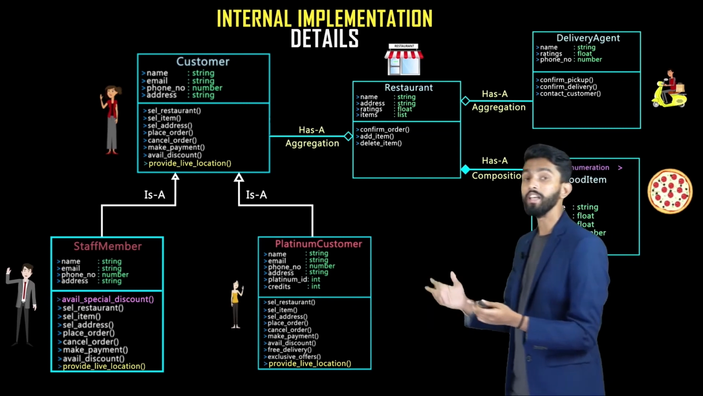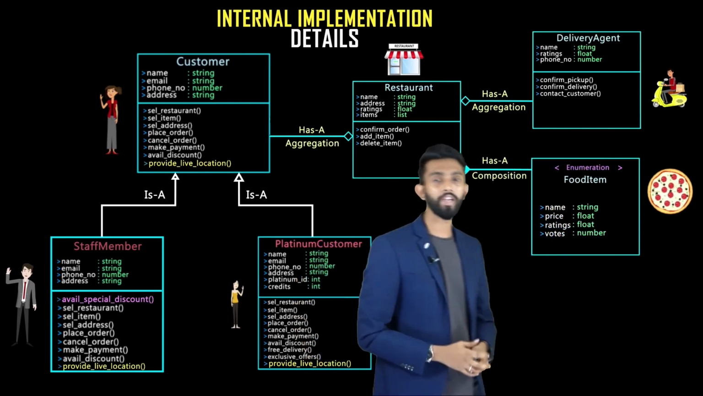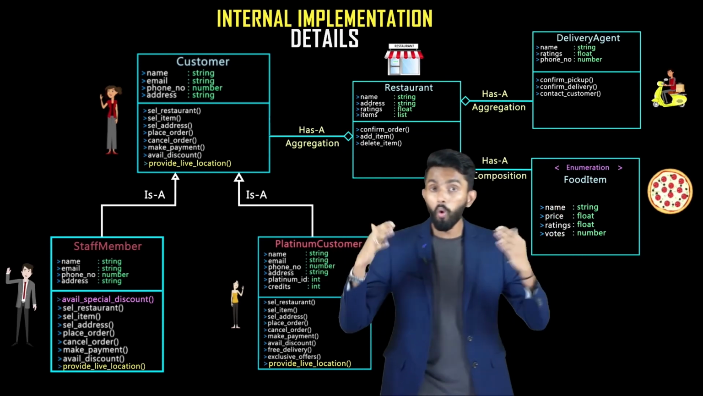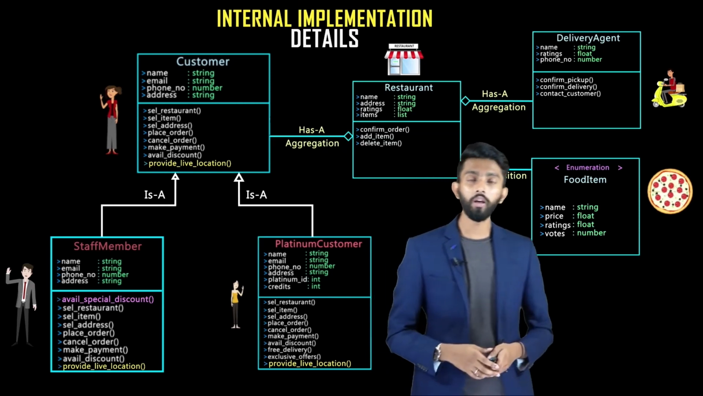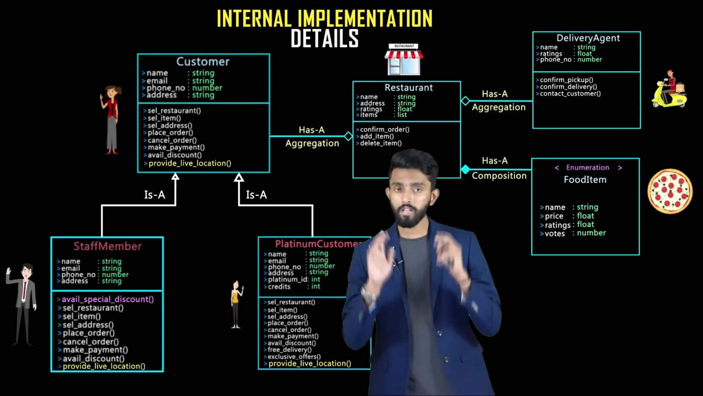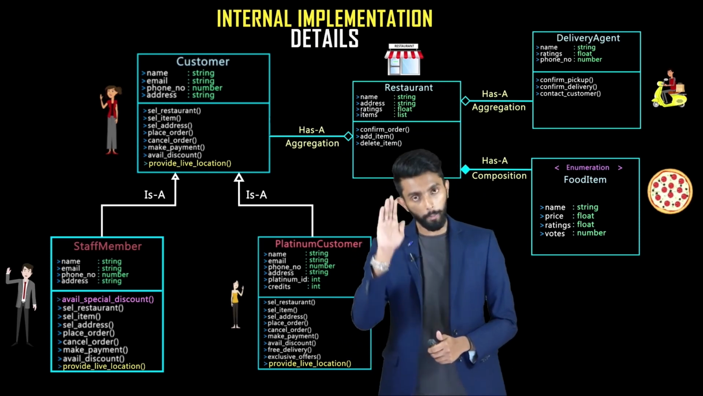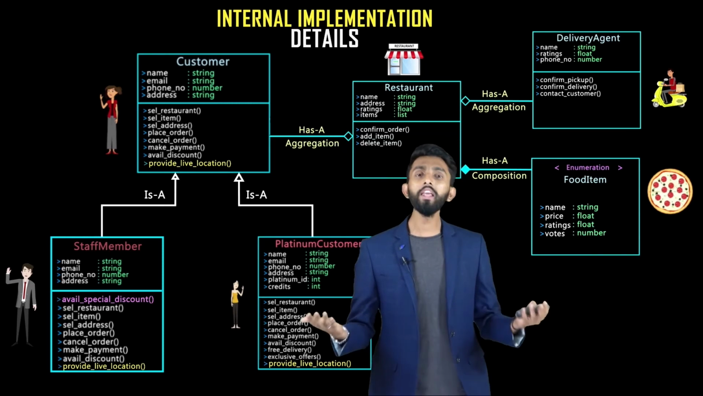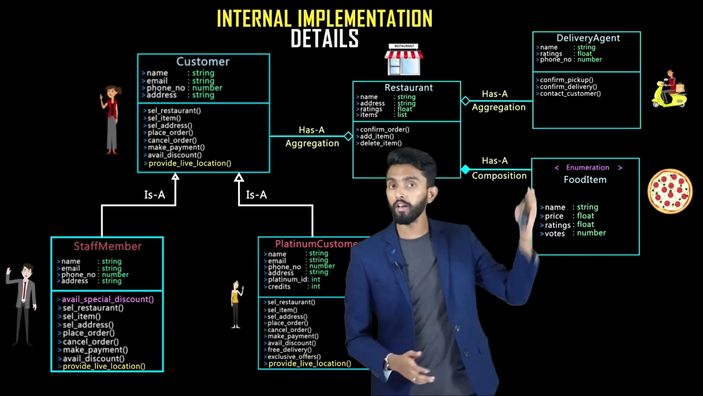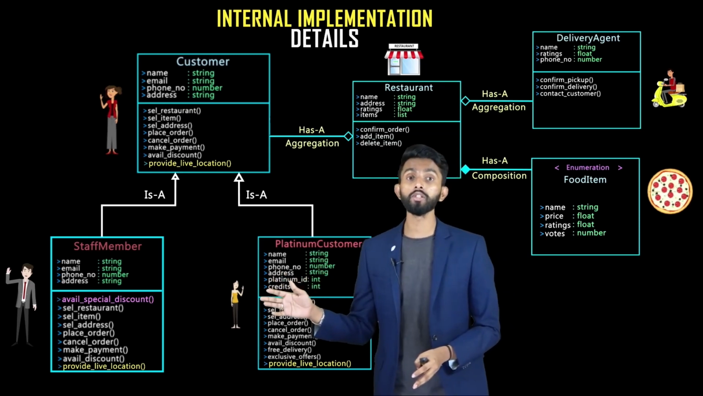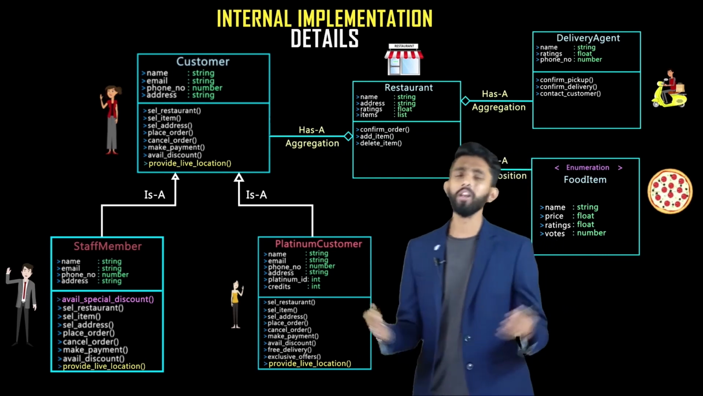And this is the internal implementation details of my application. As you can see, there is more to it than meets the eye. Any confusion? I think you're able to think. But now tell me, as a customer, do you care about all this? The person who's using the app, would he be interested in knowing how many classes are there, whether the classes are related in a has-a manner, are the classes related in an is-a manner, is it aggregation, composition, is it inheritance? Does he care?